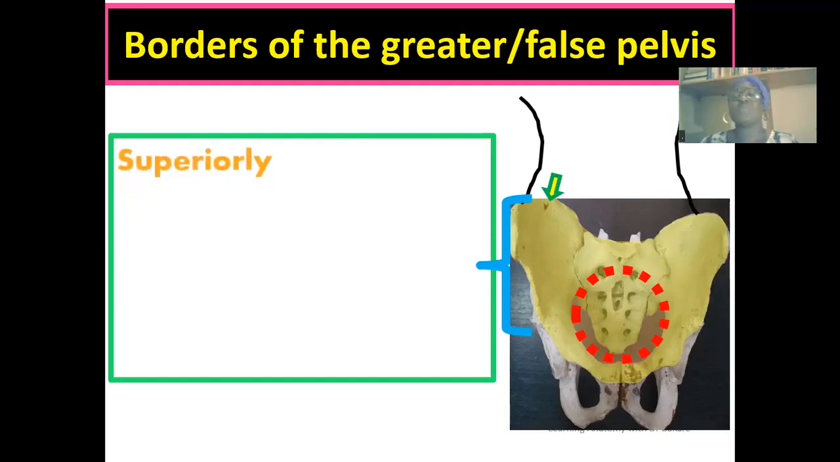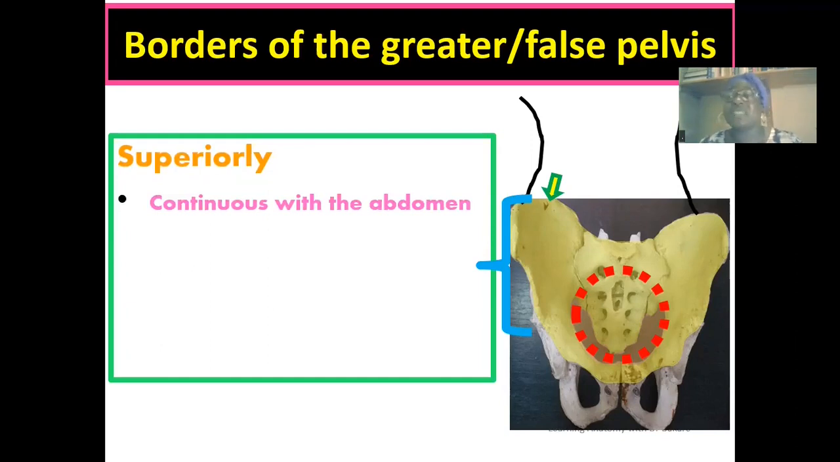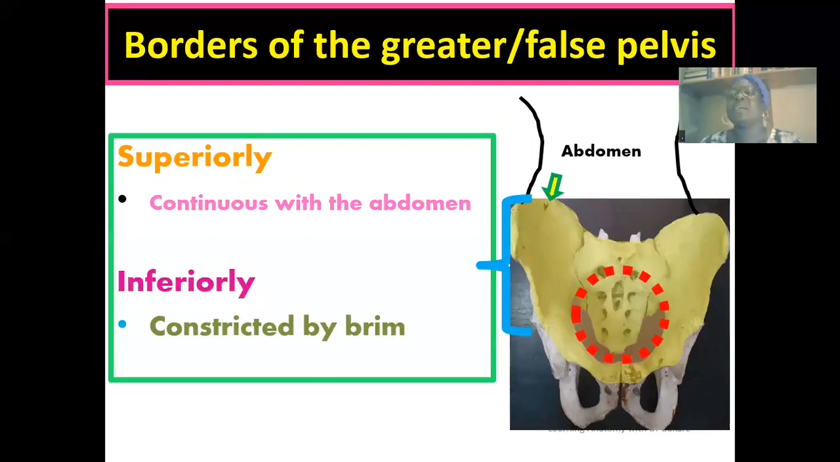So superiorly, we say that the greater pelvis becomes continuous with the abdominal cavity. This is where we have the abdominal cavity up here, and superiorly it becomes continuous with this space, while inferiorly it is bounded by the pelvic brim or the pelvic inlet. And this is what is demarcated here in dotted red.